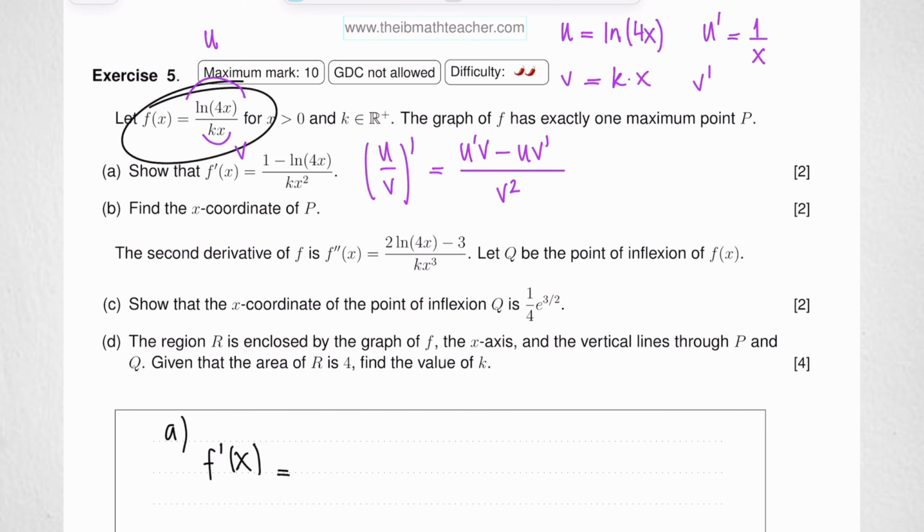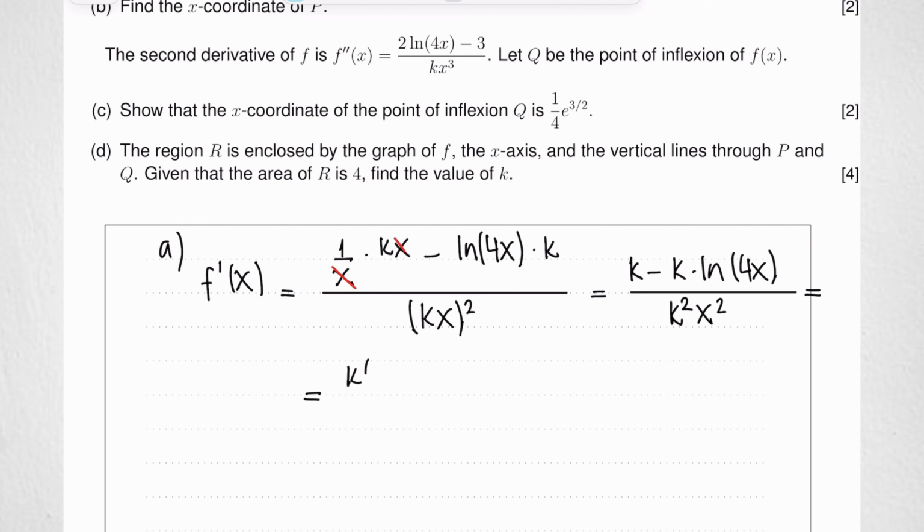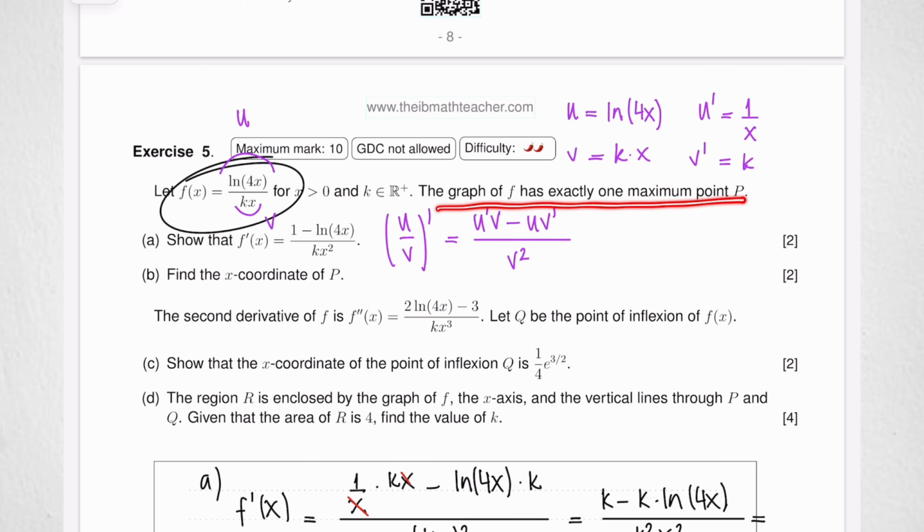And for v prime, we have a constant multiplying x, which means that v prime is just that constant. In this case, it's k. Now, keeping that in mind, we have 1 over x times kx minus u times v prime over v squared. We can simplify the x's here, which gives us this, but also factor out a k from the numerator, so we can simplify with the k from the denominator. There you go. Now we get 1 minus ln of 4x over kx squared, which is exactly what was given by the exercise. So now we can jump to question B. There's a maximum point at P, and we know that to find maximums, we take the first derivative and make it equal to 0.